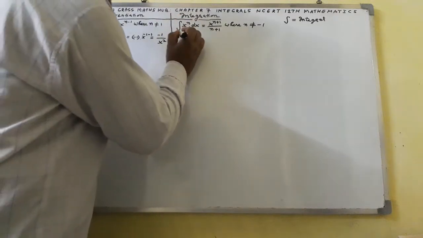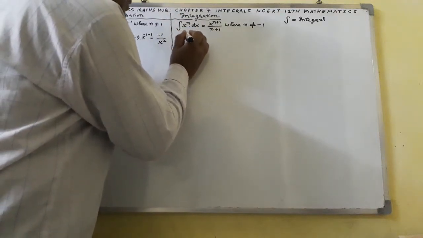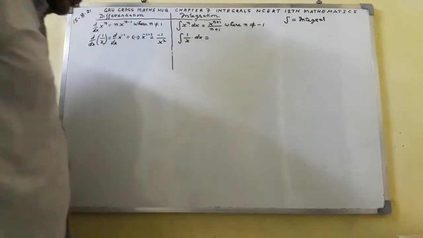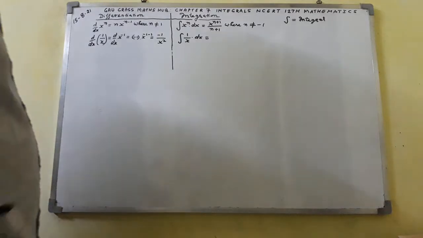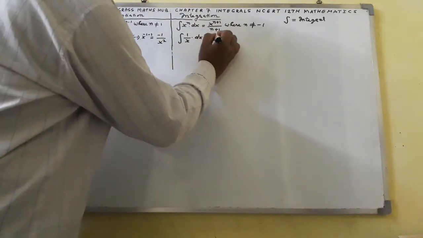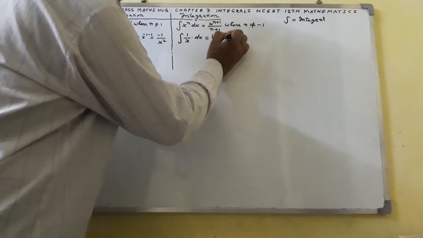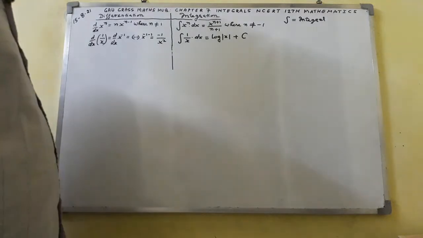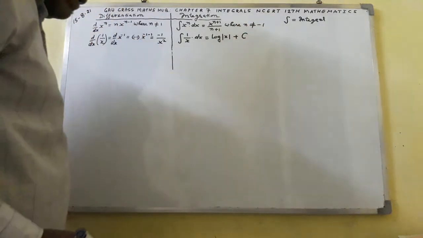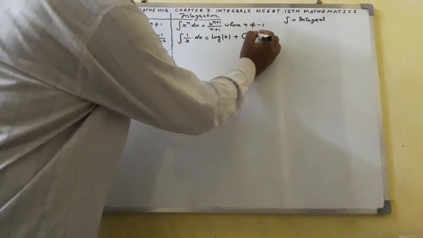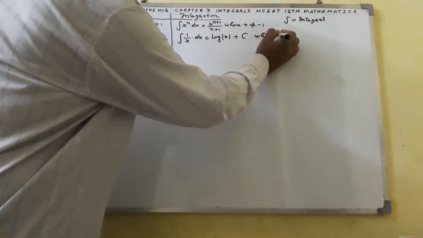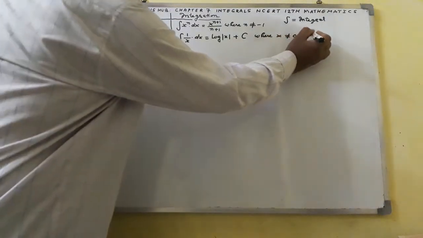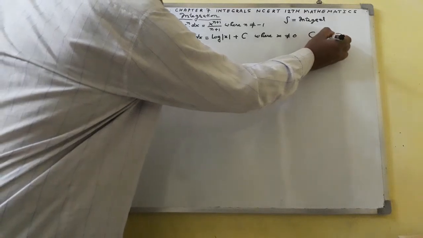Again I shall write integral 1 over x dx equal to log mod x plus c, where x is not equal to 0. This is the formula. C is a constant.